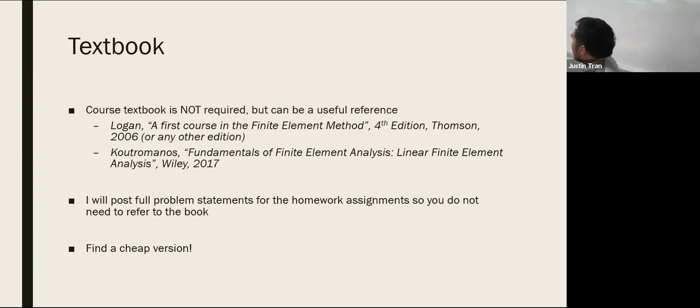Okay. And so the first one is A First Course in FEA by Logan, fourth edition. I think this is from 2006, and I think they've probably written a few more editions since then. But I use the fourth edition. Not that the fourth edition is any better. It's just I don't want to buy the fifth edition and beyond. That's just the one I happen to own first.